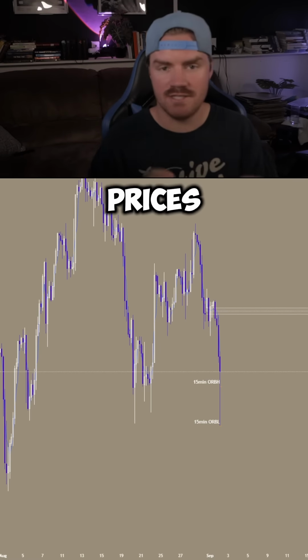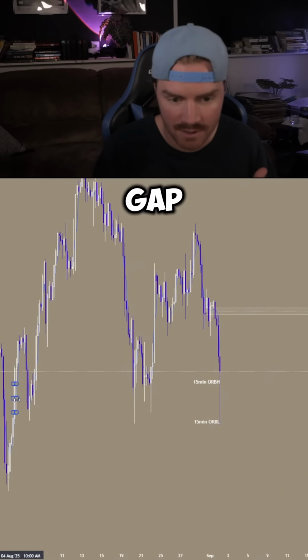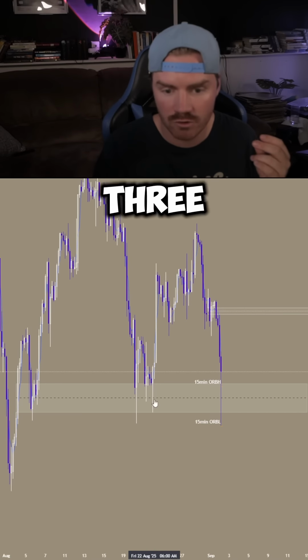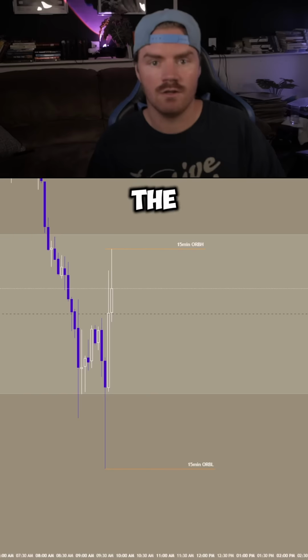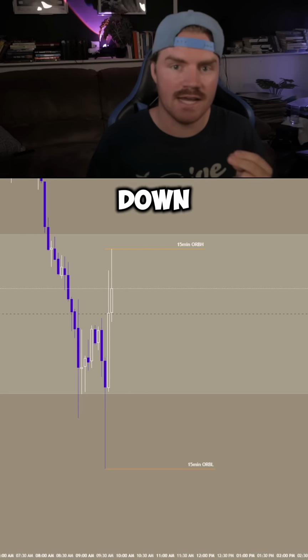Now the second step to this model is finding a higher time frame fair value gap or order block that price is delivering from. Right here I noticed that we had a 4-hour bullish fair value gap that price traded into, and we've seen delivery from that level 1, 2, 3, 4, 5 different times, so it's going to be a really strong fair value gap.